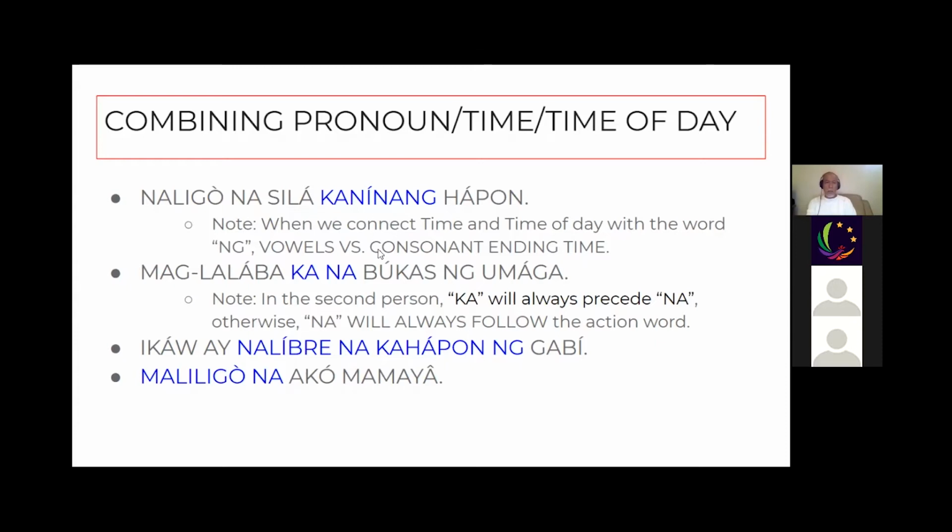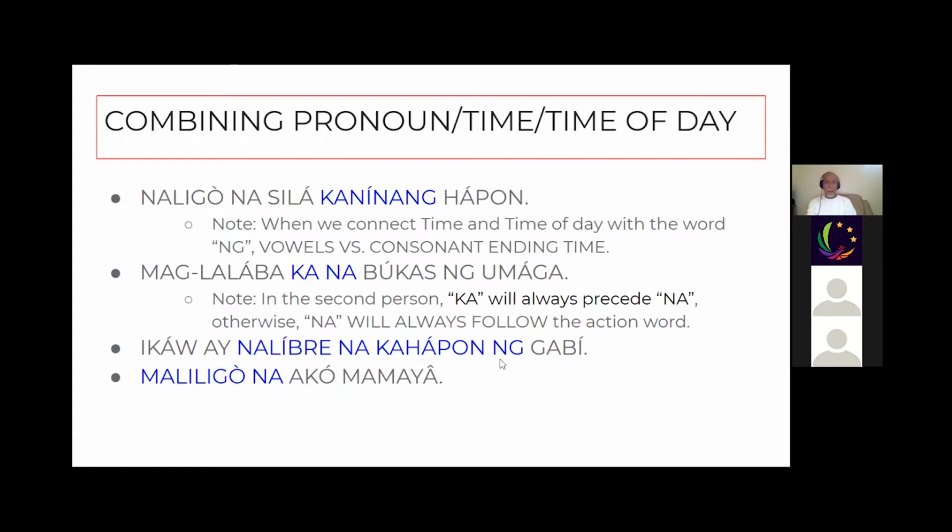And then the other thing about here is I emphasize here again the pronoun "ka." "Maglalaba ka na bukas ng umaga." Okay, "ka" will always precede "na." Okay, and then this is the format 2. "Ikaw ay nalibre na kahapon ng gabi."